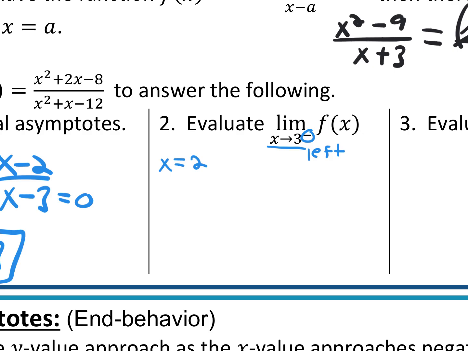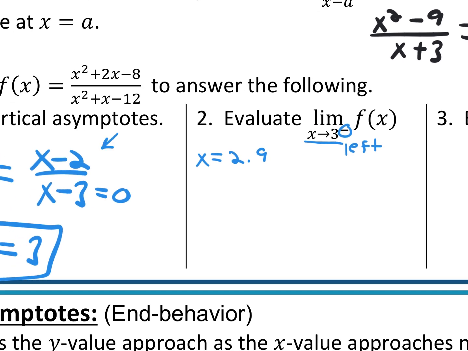Actually, wait, hang on. Let's try 1, right? Wait, hang on. Let's just say, yeah, we want to pick one really close to 3. Sorry about that, guys. So let's just say x equals 2.9. When you plug that in there, what do we get? 2.9 minus 2 over 2.9 minus 3. Okay, now what does that become? What kind of number is on top? Positive, and then on the bottom, what kind of number is that? Negative. So we get a positive over negative.